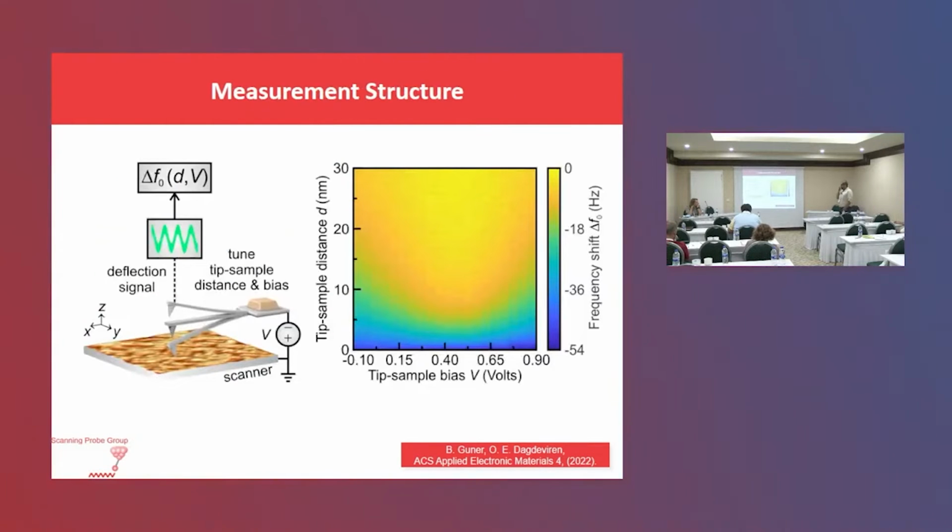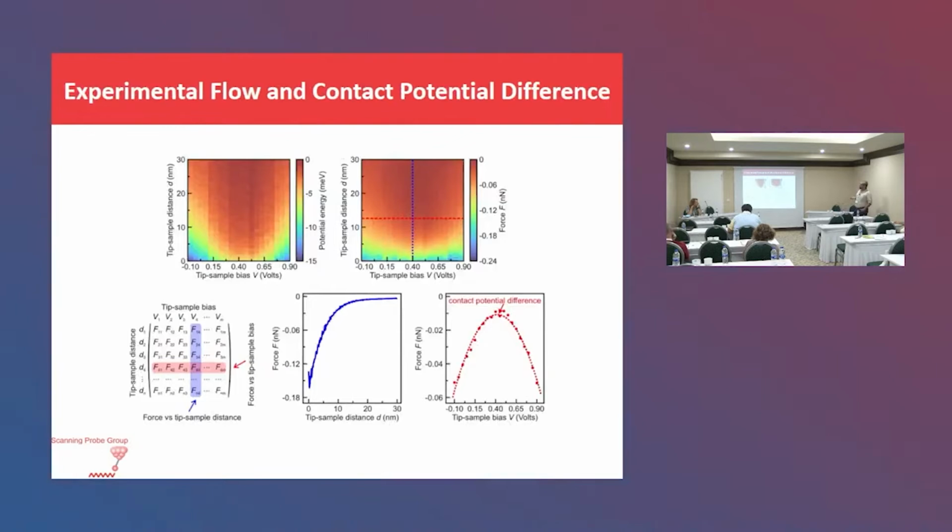So in this measurement, we did force spectroscopy measurements as a function of bias voltage, and then we reconstructed the tip-sample interaction force for these individual force spectroscopy measurements, and we were able to recover the contact potential difference, which is an indication of the Fermi level of the surface, as a function of tip-sample separation.